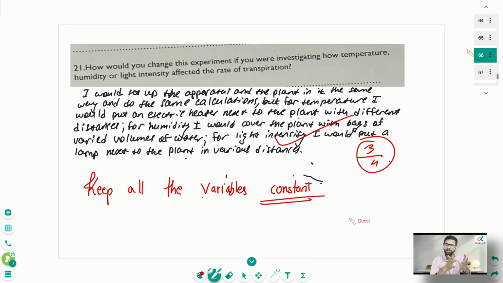Everything you can control over there. So that is why we keep all the variables constant, so that after your experiment, whatever estimation or whatever figures you are getting, you'll get them accurate. Okay.